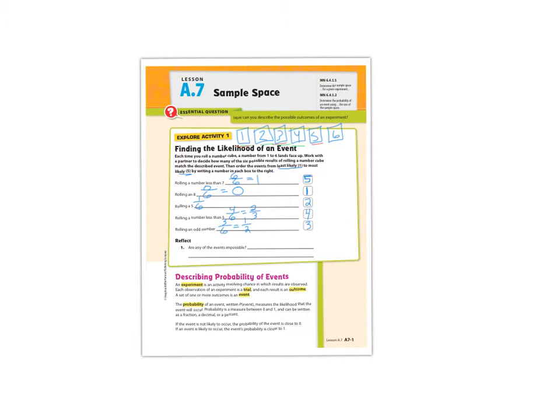The reflect question asks, are any of these events impossible? And if we look here, rolling an 8 was an impossible event because it happened 0 of the 6 possible times. So we would write yes, rolling an 8.